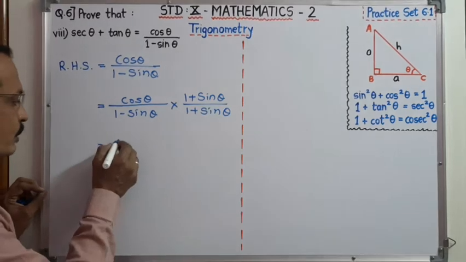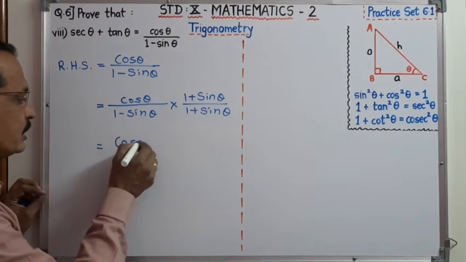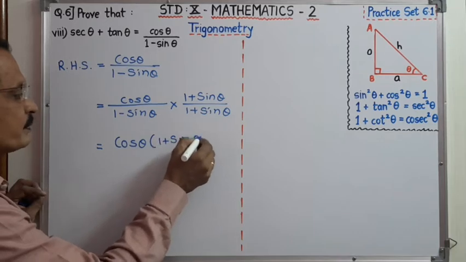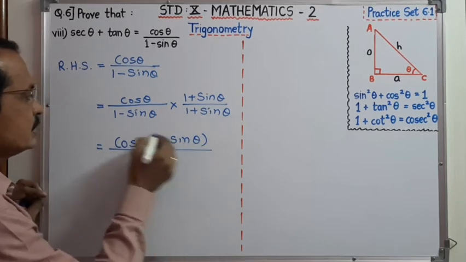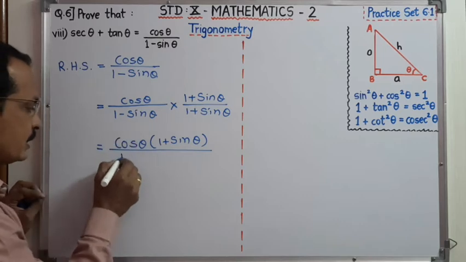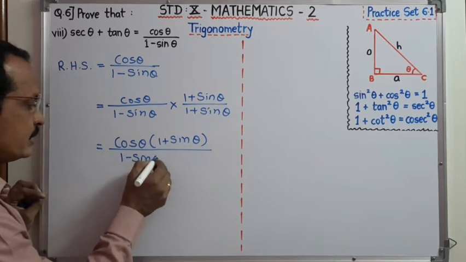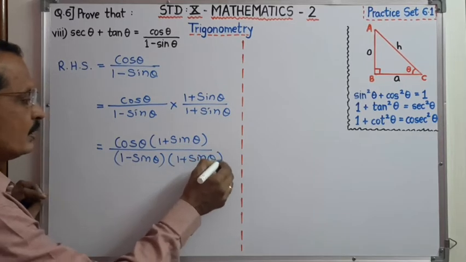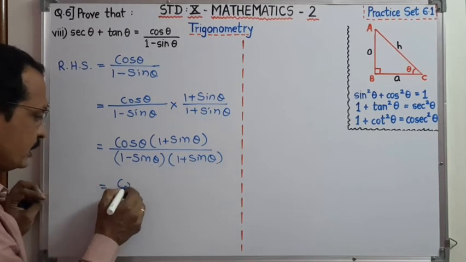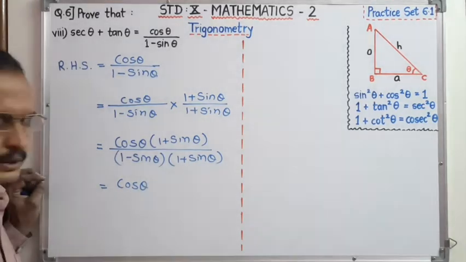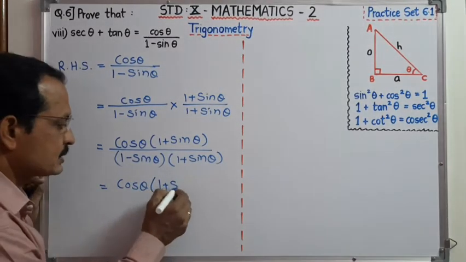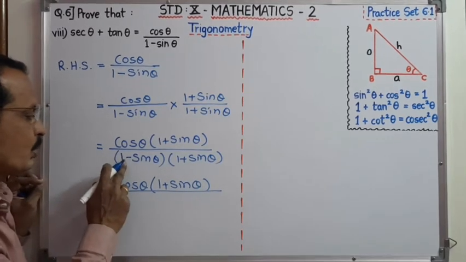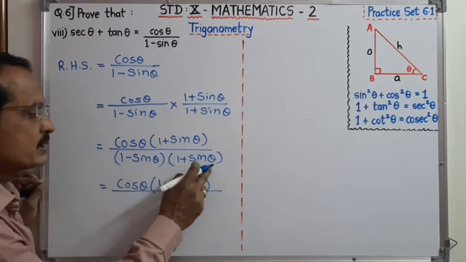Now dear student, what we have to do? We have to do the multiplication: cos theta into 1 plus sin theta in the numerator, then in the denominator 1 minus sin theta into 1 plus sin theta. Observe this carefully. Cos theta we write as it is, then 1 plus sin theta as it is. Now observe 1 minus sin theta into 1 plus sin theta.